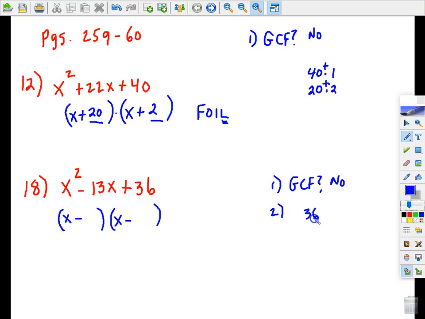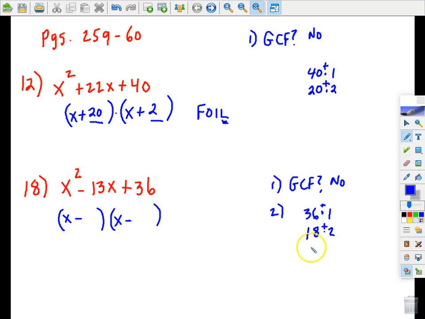So again, if you don't see it right away, just start working your way through a list. 36 times 1 equals 36, but if I add those together, that does not equal 13. So I'm going to keep looking. I know that 18 times 2 is 36, but if I add 18 and 2, I get 20. So that's not going to work. Let's see, what else?